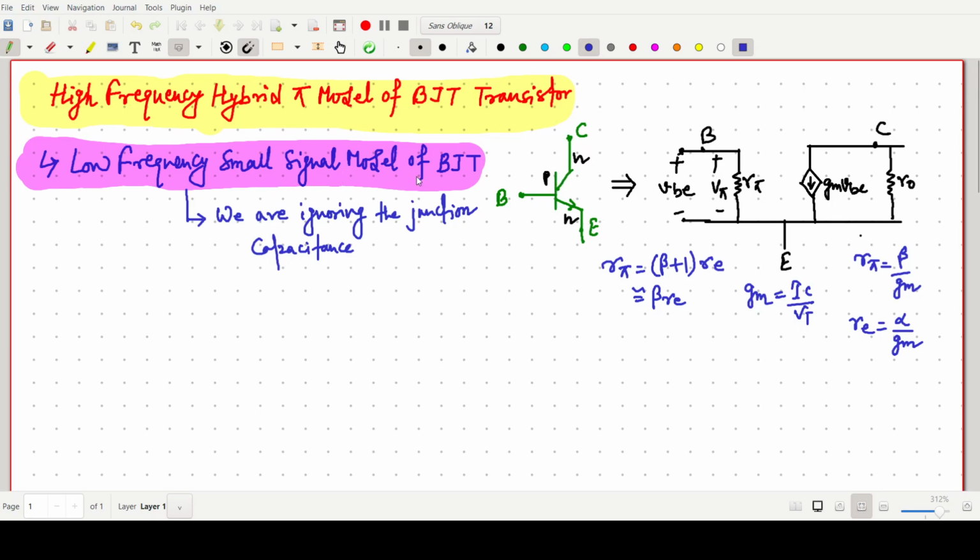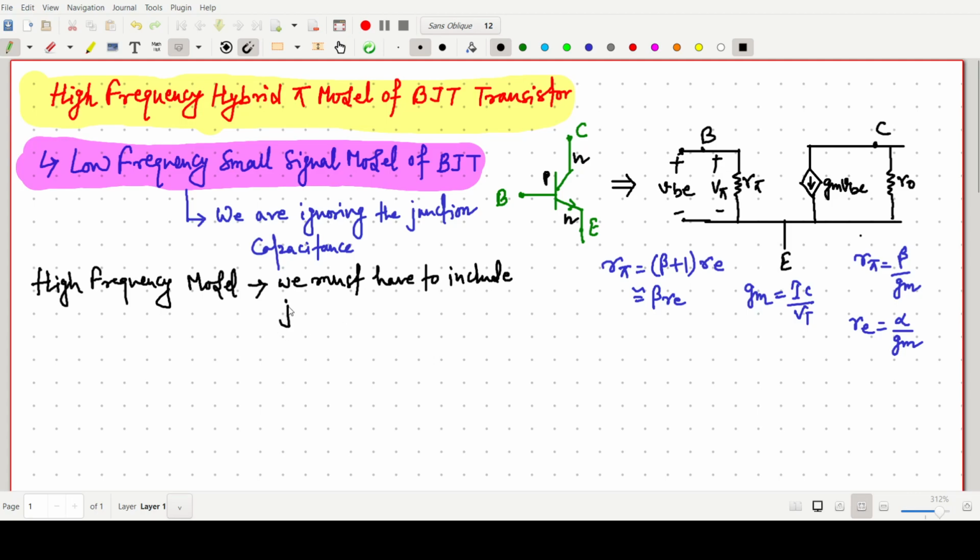But in the high frequency model, we must include the junction capacitance. I will cover what the junction capacitances are.